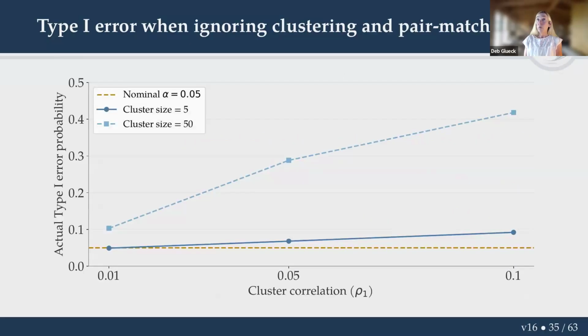Finally, we look at the type 1 error rate when people are ignoring both clustering and pair matching in a study with both clustering and pair matching. Here, the nominal alpha is shown as the golden line at 0.05. You can see that having a large cluster size is no rescue, because with cluster size of 5, we see a small inflation, but when the cluster size is 50, we get a much larger inflation. The type 1 error rate achieves a size of 0.4. That means 4 out of 10 times a type 1 error will occur when both clustering and pair matching are ignored.